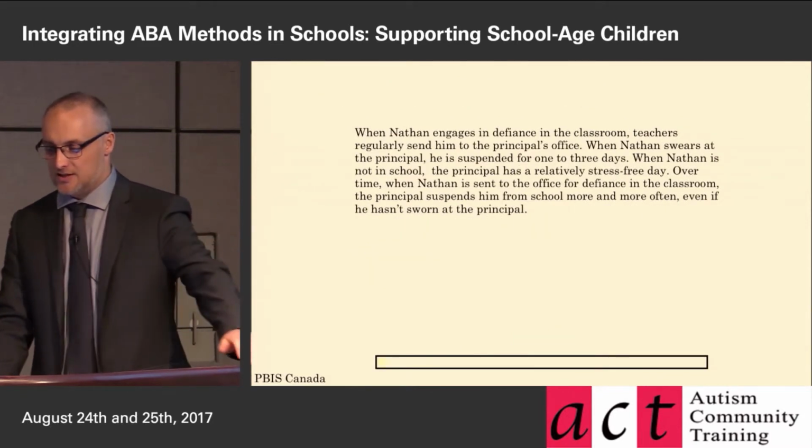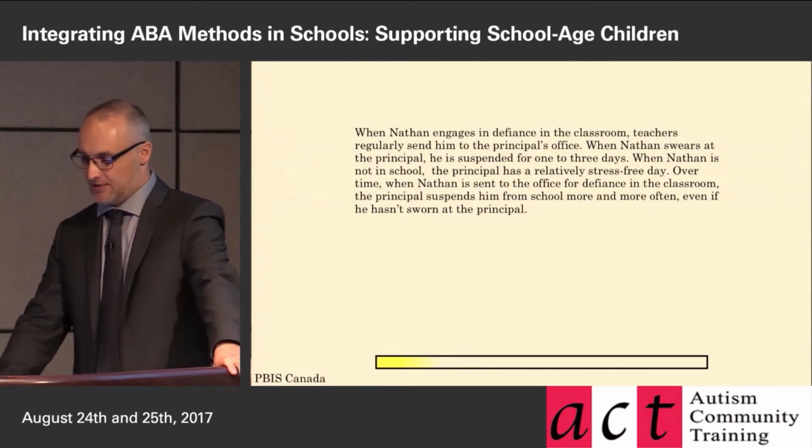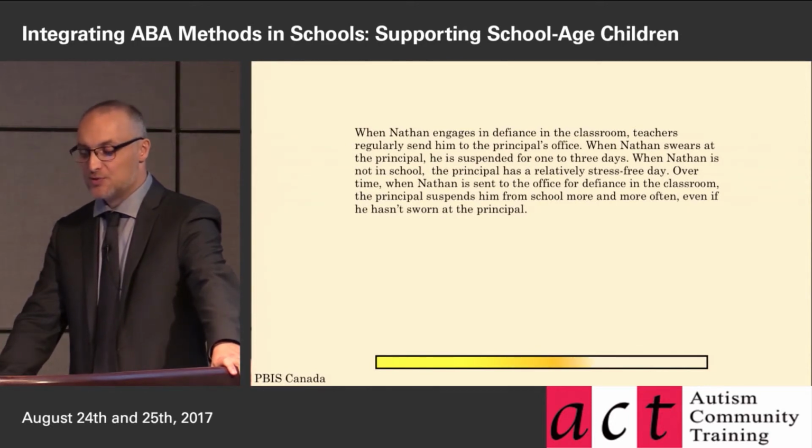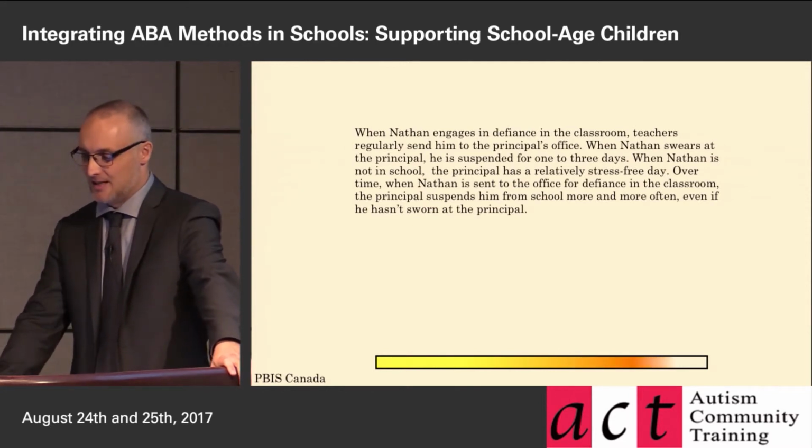When Nathan engages in defiance in the classroom, teachers regularly send him to the principal's office. When Nathan swears at the principal, he's suspended from 1 to 3 days. When Nathan is not in school, the principal has a relatively stress-free day. Over time, when Nathan is sent to the office for defiance in the classroom, the principal suspends him from school more and more often, even if he hadn't sworn at the principal in that particular instance. So what's happening to the principal's behavior here?